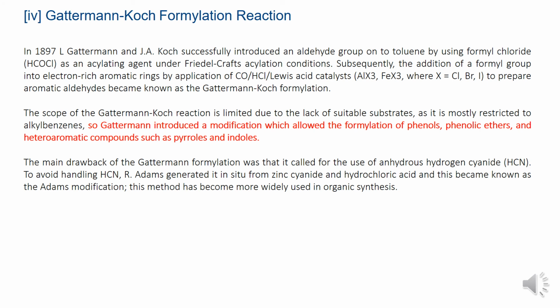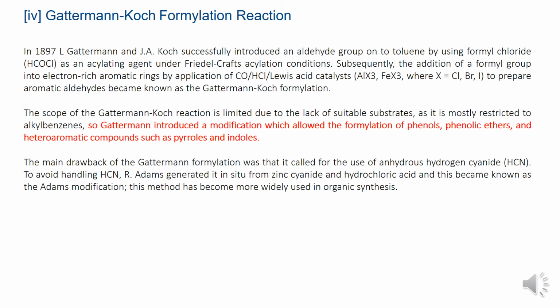So in 1897, Gattermann and Koch successfully introduced an aldehyde group onto toluene. Remember, C6H5CH3, using formyl chloride, HCOCl, as an acylating agent under the Friedel-Crafts acylation conditions.